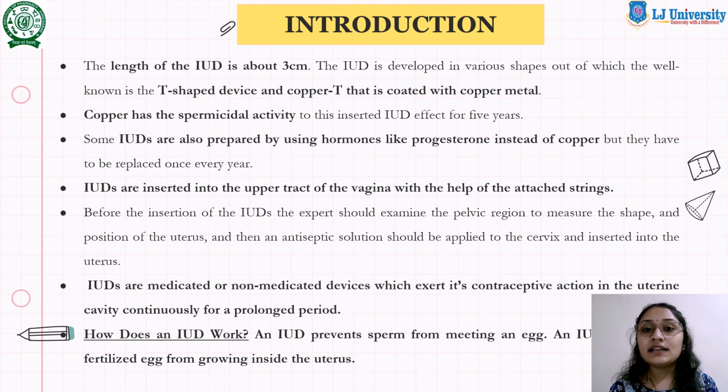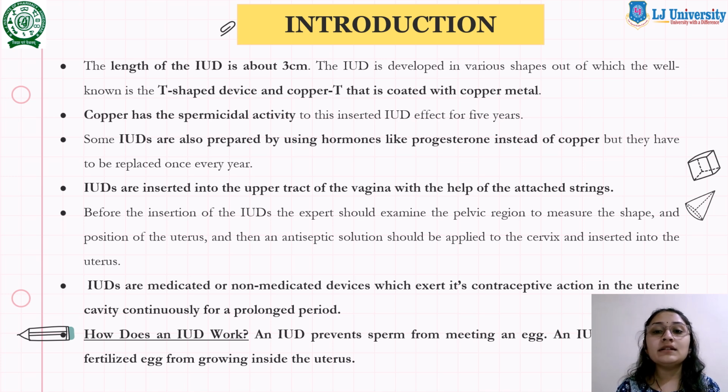As the name suggests, a medicated intrauterine device has some type of anti-fertility agent, an anti-fertility drug. The drug is released into the uterus, and it will prevent the process of fertilization. The second type is the non-medicated intrauterine device, which is a simple intrauterine device.